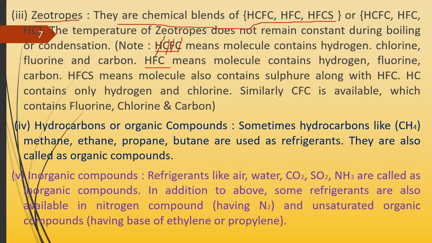HFC means the molecule contain hydrogen, fluorine and carbon. And if I am talking about HFCs, that is this third one, it means the molecule also contains sulfur. This is sulfur along with HFC. So HFC, that stands for hydrogen, fluorine, carbon, and now sulfur is added. So these zeotropes are chemical blend of HCFC, HFC or HFCs, or you can say it is HCFC, HFC and SC only, that is hydrogen and carbon.